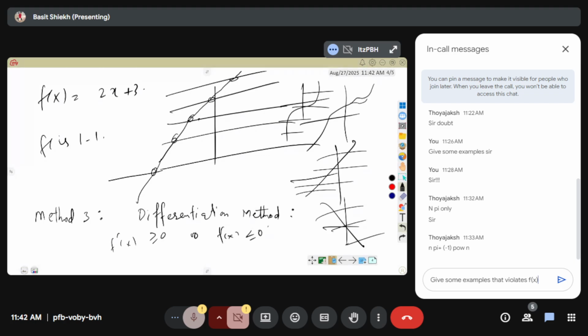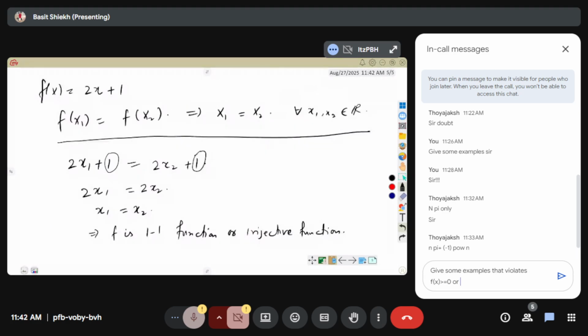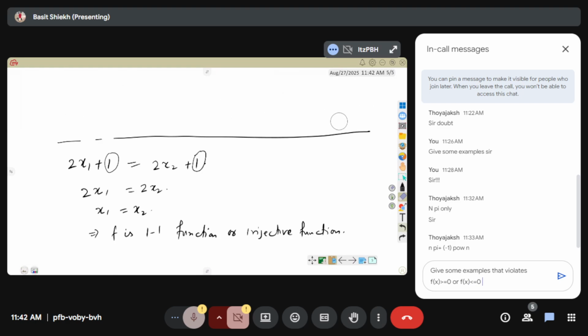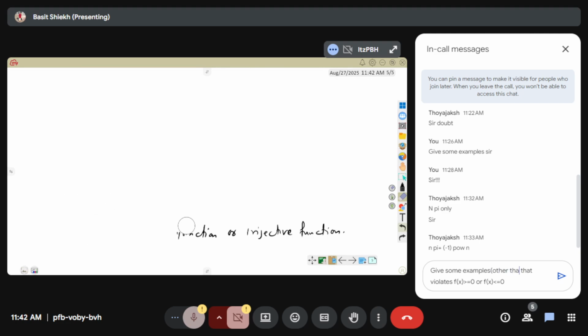Okay, I will write the definition. Let f of x be a continuous function and the derivative of the function is greater than or equal to 0, or less than or equal to 0, for all x belonging to the domain of definition.